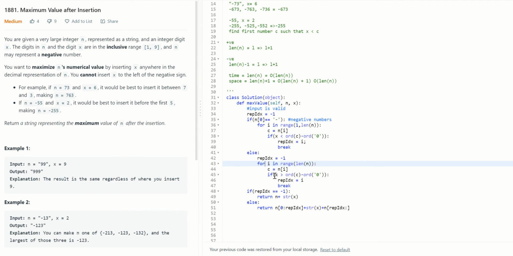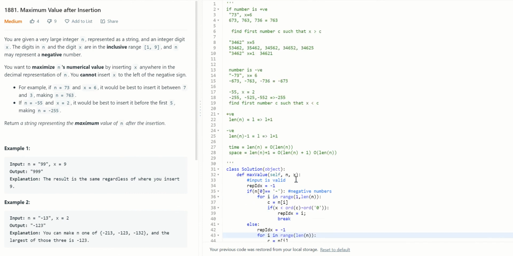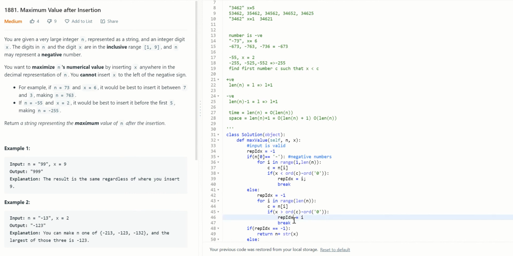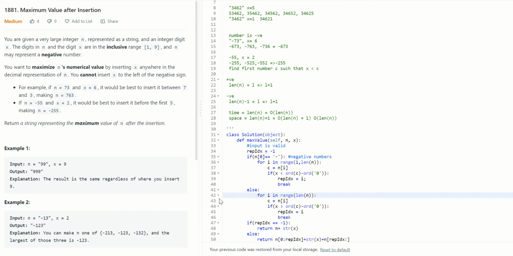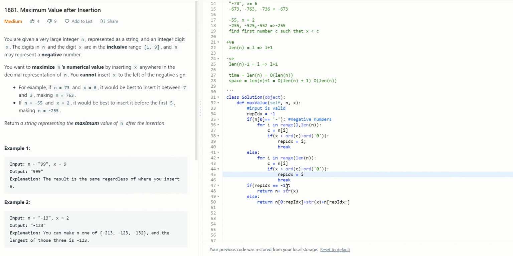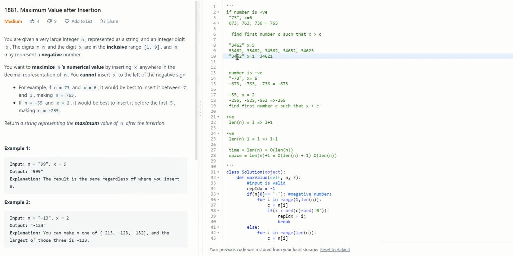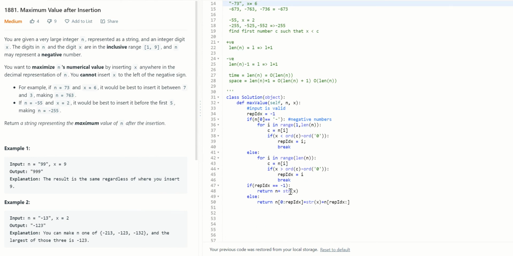And the other change is if x is greater than c. That's what we said, right? If x is greater than c, we found the replacement index and then break out. As and when, this repetition index declaration is not necessary, we can take it off because we have already declared it here. Good. And if repetition index is equal to -1, that means we have not found one. If you recall, this is the case 3462, right? That means we are supposed to insert x at the end of it. That's what we are doing. We are inserting x at the end of it and returning it.